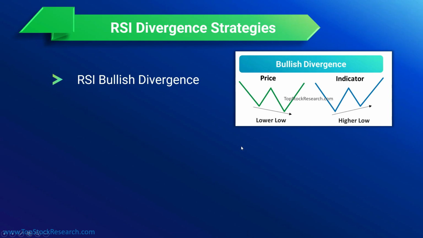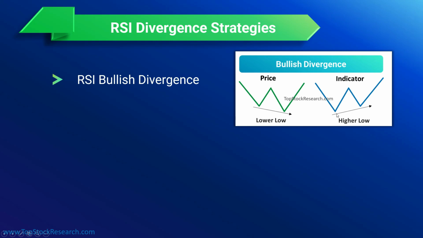Now there can be a correlation between price and the indicator. What happens is, if the price is making lower highs continuously, lower highs and lower lows, and the indicator is making higher lows, in that case it is called a divergence.